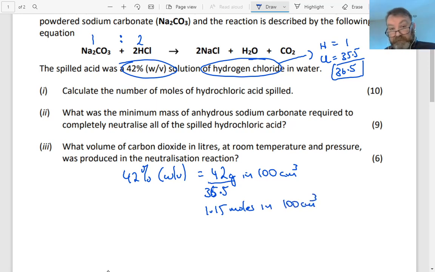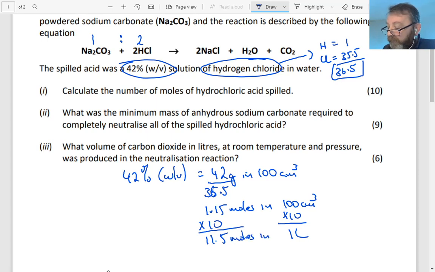But the standard volume in chemistry is a litre. So I now have to multiply this by 10 in order to get it up to 1 litre. And I'm going to do exactly the same thing on this side, multiply by 10, which is 11.5 moles in 1 litre. Now that's extremely important going forward, because first of all, that's the molarity. That is the concentration in moles per litre. How many litres did we take? Or in this case, how many litres did we spill?